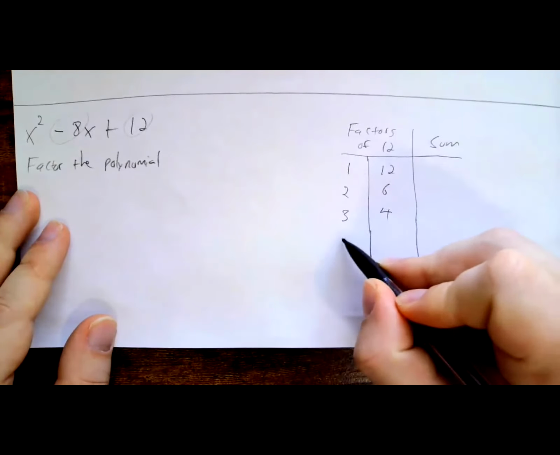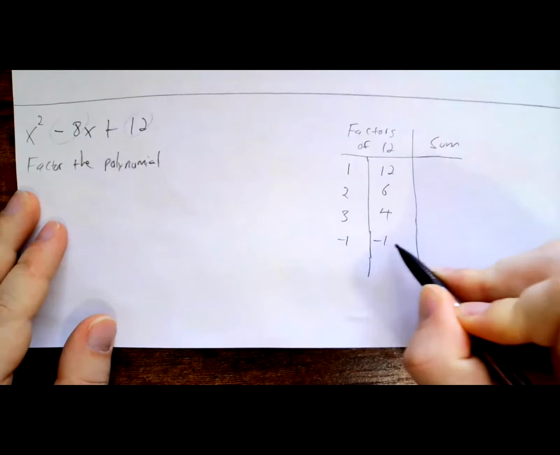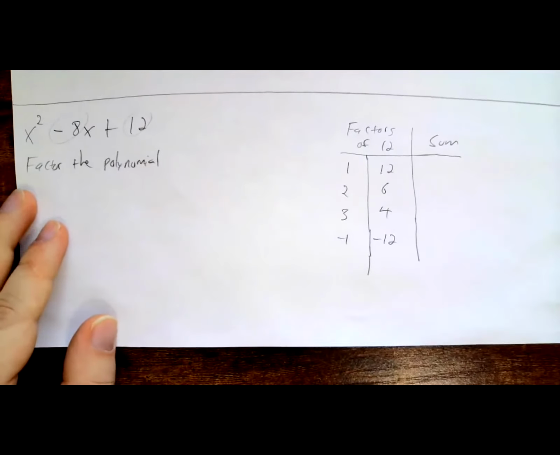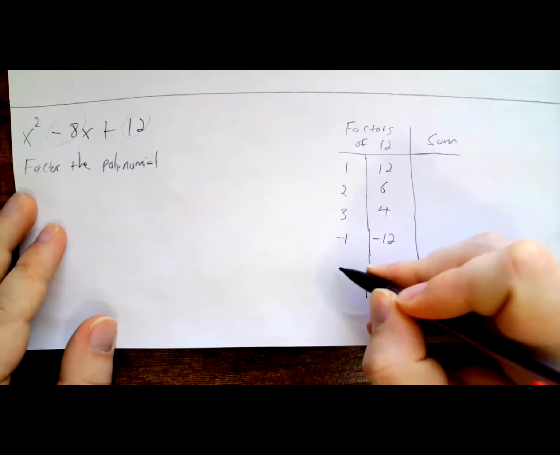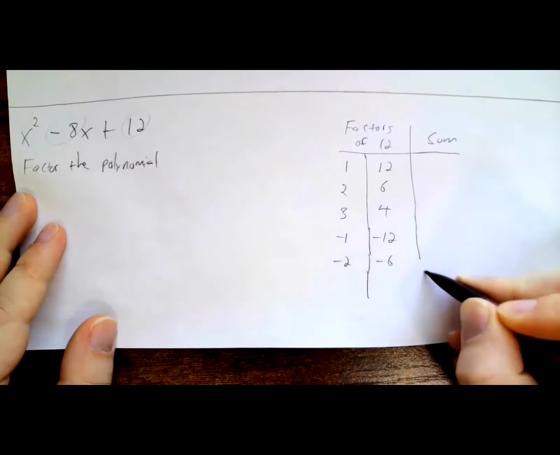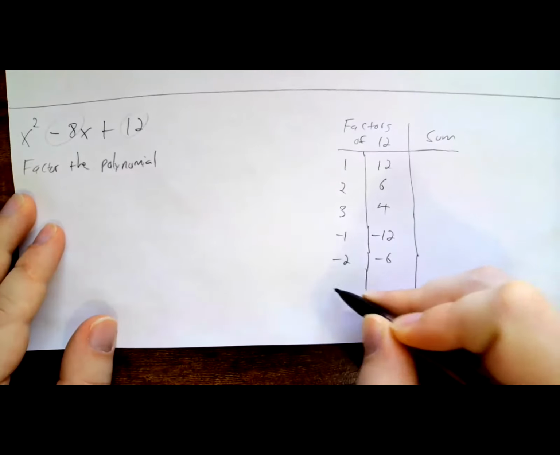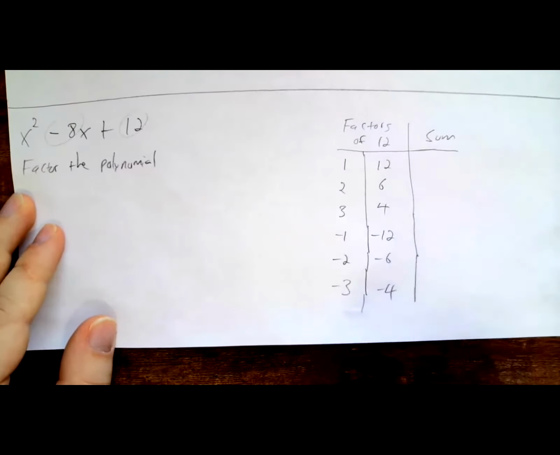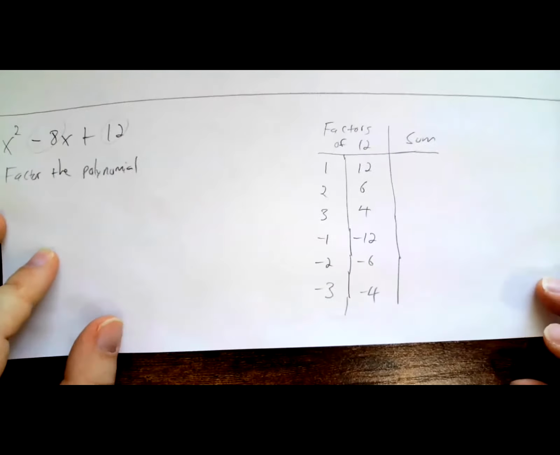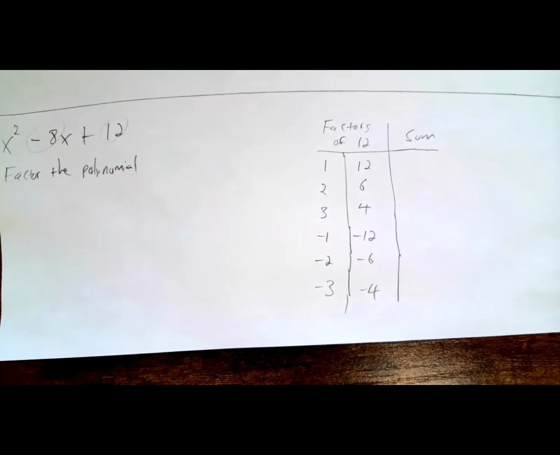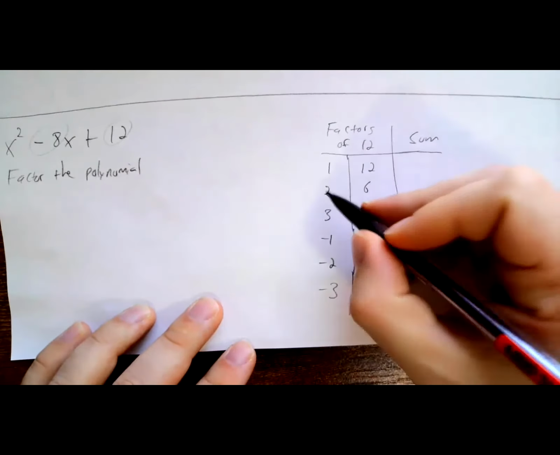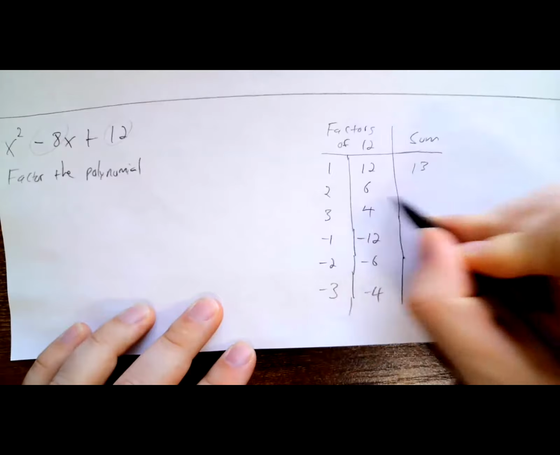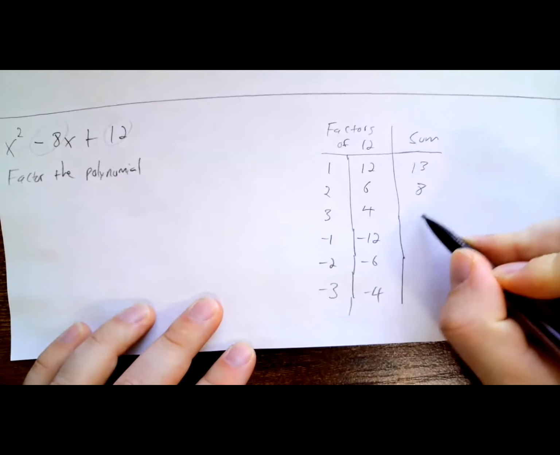they could also both be negative. So I could take 1 and minus 12, and that'll still multiply out. Negative 1 times negative 12 is equal to 12. I could take minus 2 and minus 6. I could take minus 3 and minus 4. So those are my options. And I want to pick the two numbers that are going to add up for me to negative 8. Which means I can basically skip all the ones that are positive, like 1 plus 12 is 13, 2 plus 6 is 8, 3 plus 4 is 7.